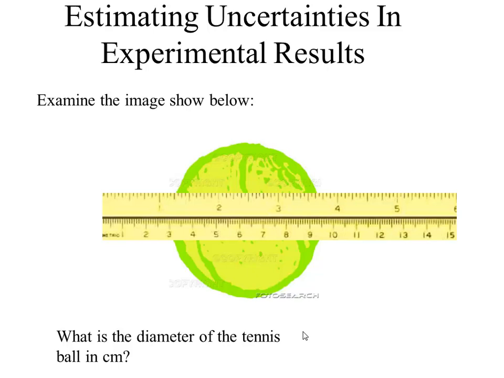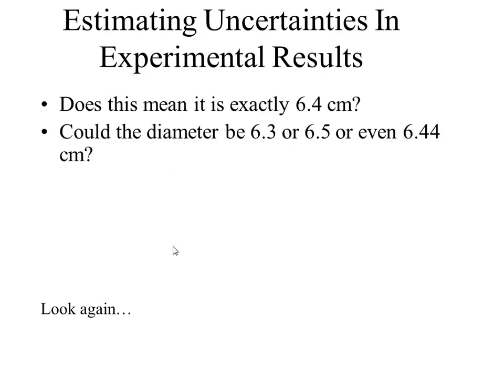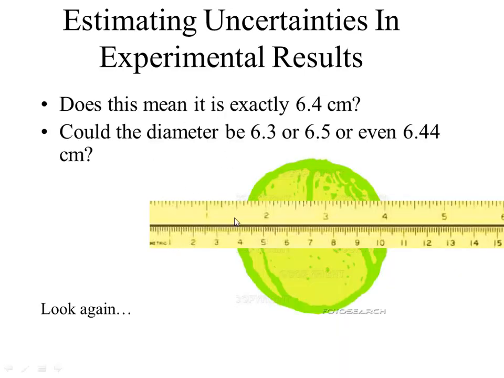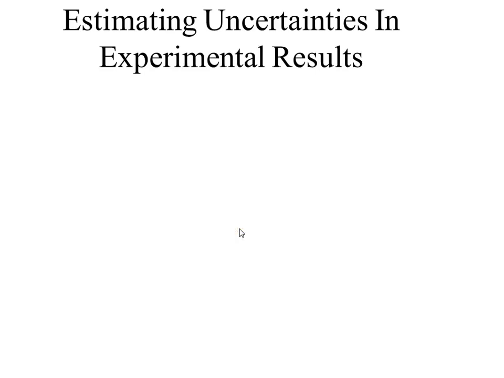There we go. So, if you're measuring the diameter here, it's about 6.4 centimeters. Okay? You guys should be able to calculate that. But could also be like 6.3 or 6.5. Could even be 6.44. So when we actually do this measurement, we're not exactly certain about the measurement. We don't know all of the numbers. So it's important that we record the measured numbers along with our degree of uncertainty.